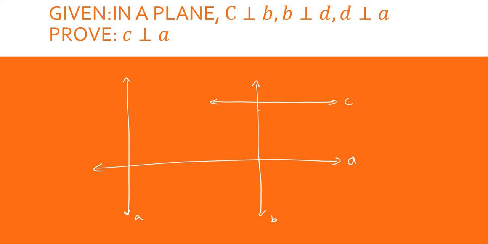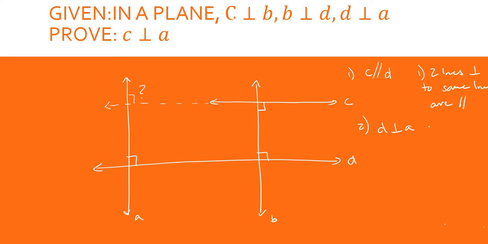So c is perpendicular to B. B is perpendicular to D. D is perpendicular to A. I want to prove that c is also perpendicular to A. So c is parallel to D because two lines perpendicular to the same line are parallel. So c is parallel to D because they are both perpendicular to B, so they are parallel.